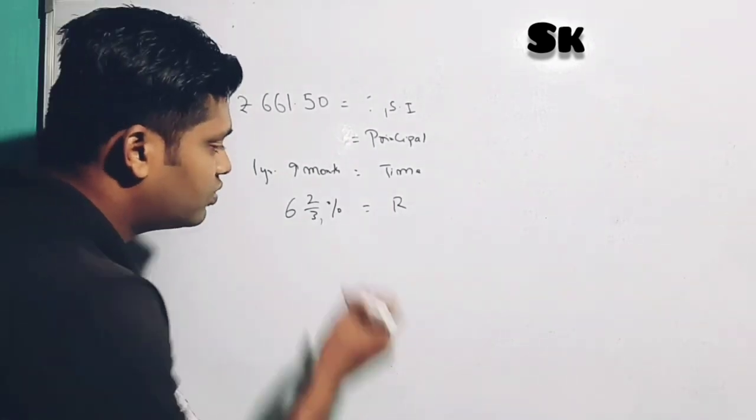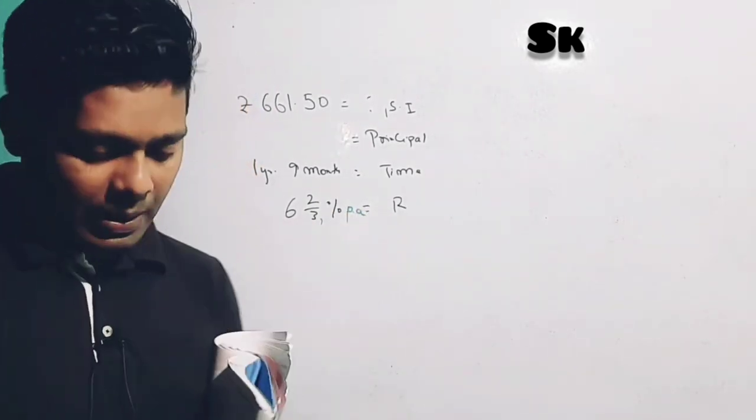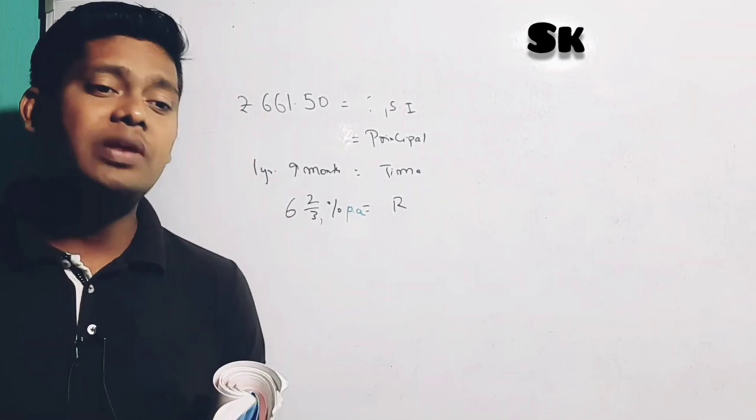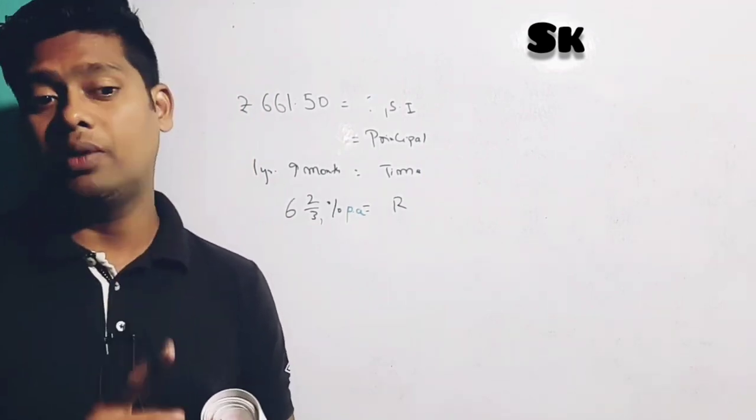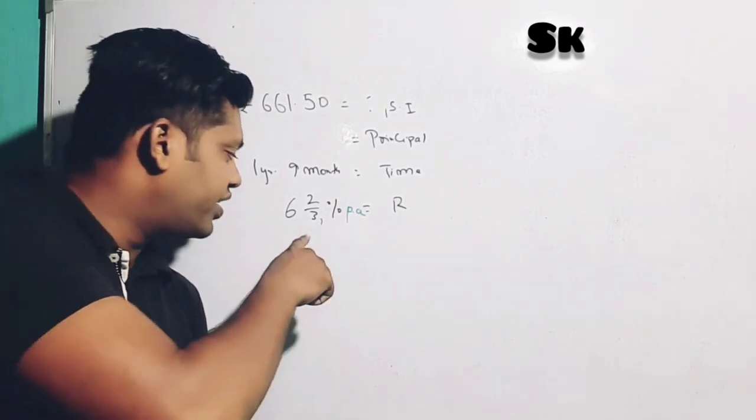Because the rate of interest is 6 2/3 percent PA. What does PA mean? Per annum. What do you mean by per annum? It means per year, 1 year. Per annum means 1 year. For 1 year the rate of interest is this much.